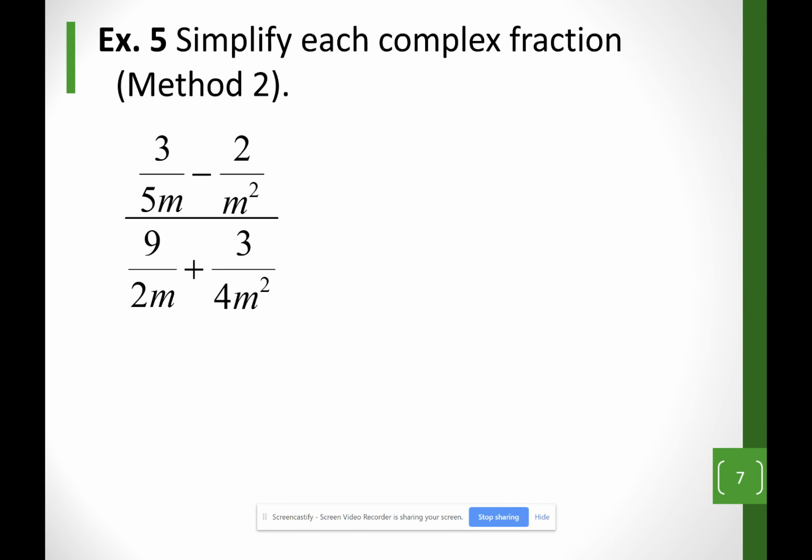Okay, in this part two, we're still continuing method number two, which means get rid of the fractions, or at least the denominators on the top and the denominators at the bottom. So looking at my denominators, 5m, m squared, 4m squared, 2m. Numbers wise, 5, 2, and 4, the smallest number they go into is 20. When it comes to letters, the one with the highest exponent is m squared. So I'm going to say my least common denominator will be 20m squared.